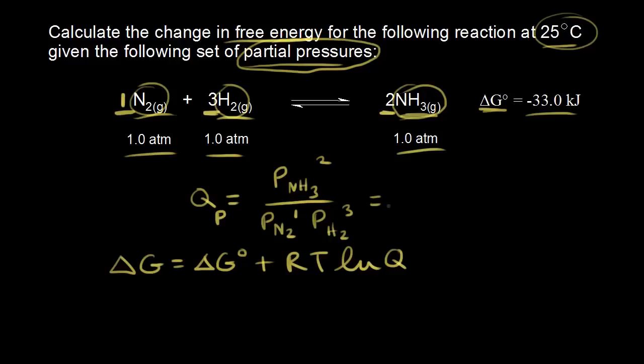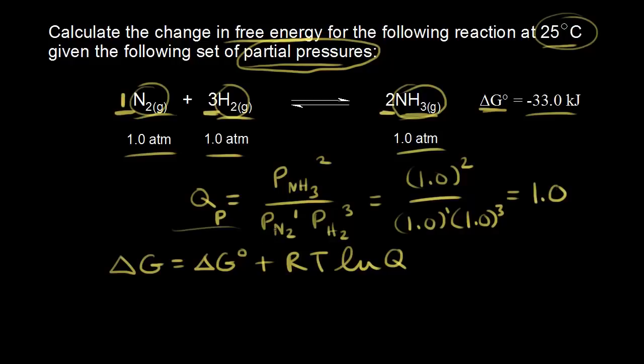So everything is at 1 atmosphere at this moment in time. So this would be 1.0 squared over 1.0 to the first power times 1.0 to the third power. And all that, of course, is equal to 1. So at this moment in time, our reaction quotient Q is equal to 1. So to solve for the change in free energy, so to find delta G, we take Q and we plug it into our equation. So what is the natural log of 1?